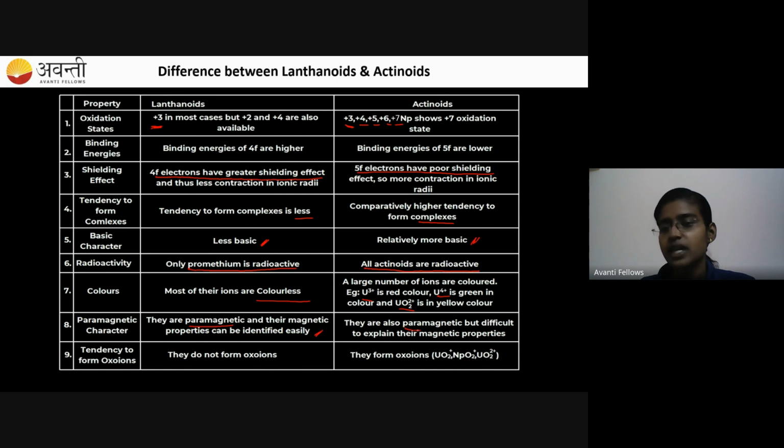Here also they are paramagnetic, but it is very difficult to explain the magnetic properties of actinoids. And they do not form oxoanions. Lanthanoids do not form oxoanions, but actinoids form oxoanions, which you can see here in the slide. Okay, oxocations.